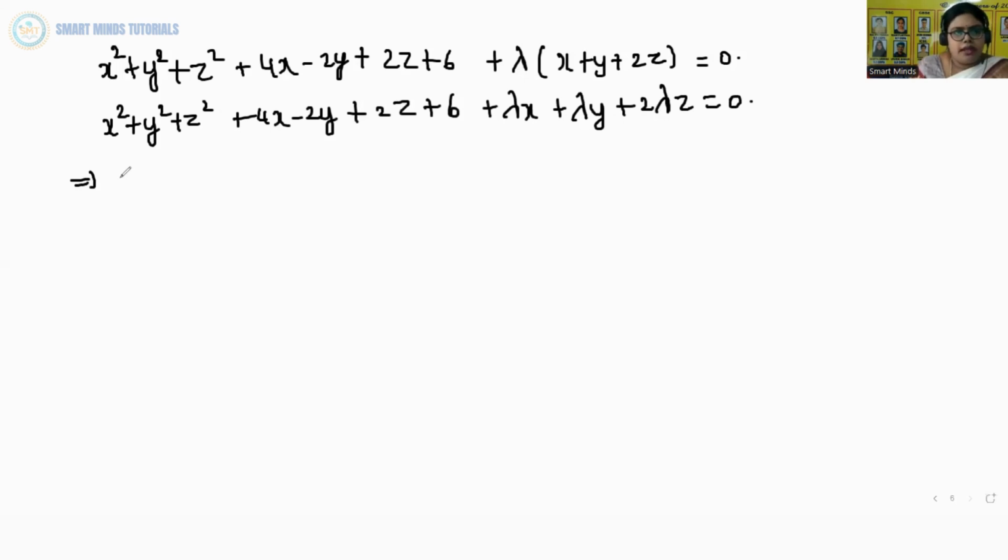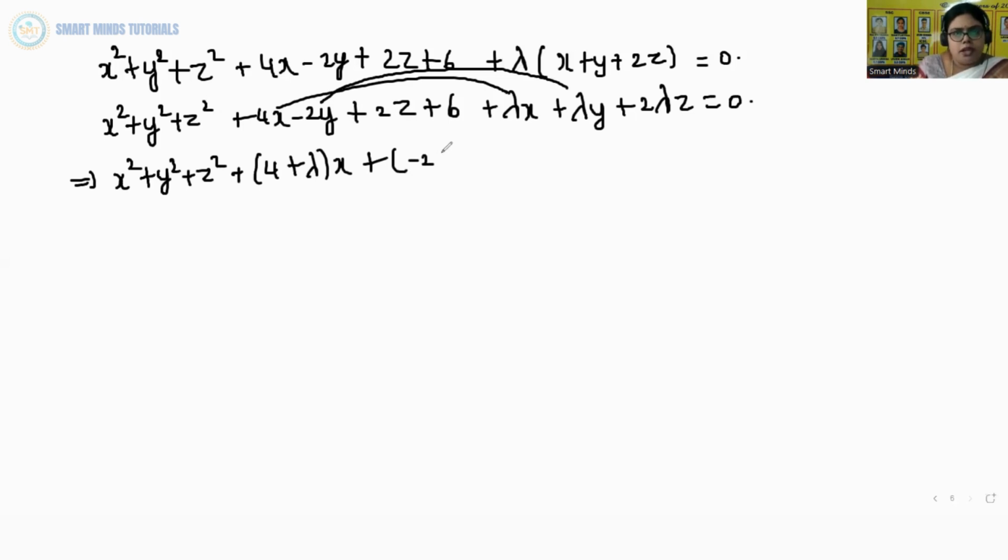So now we take x, y, z common. So x square plus y square plus z square we write as it is. From these two terms we take x common, so we got 4 plus lambda into x. From these two terms we take y common, so we get minus 2 plus lambda into y. And from these two terms we take z common, so 2 plus 2 lambda into z plus 6 is equal to 0.